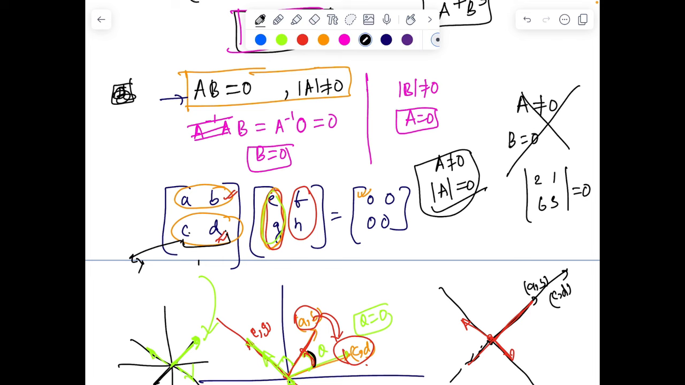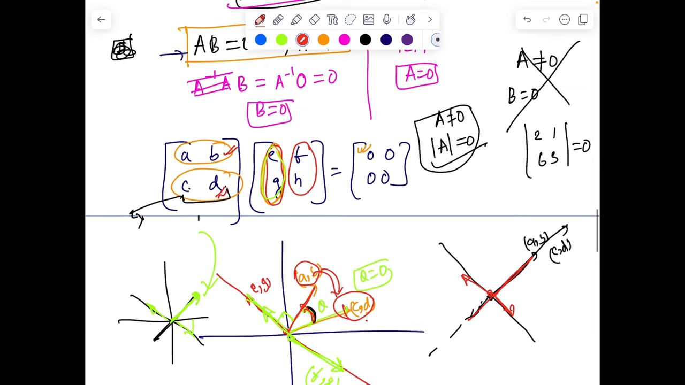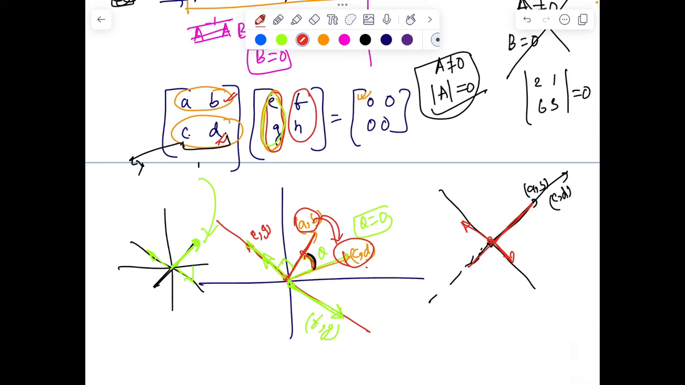So when you are reading things conceptually, look, AB equals 0, we can visualize it also in this way. Now from here you can see that the necessary condition for this is that determinant of A is non-zero. If determinant of A is non-zero, what does that mean?